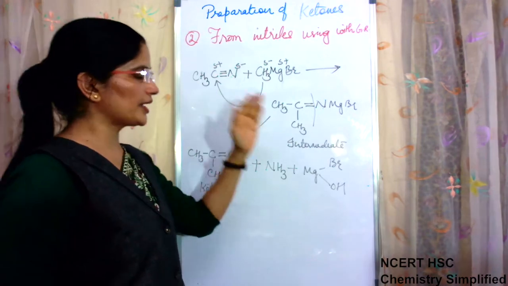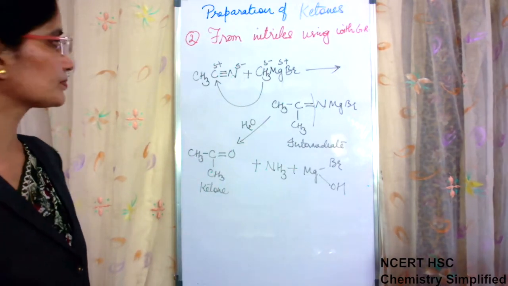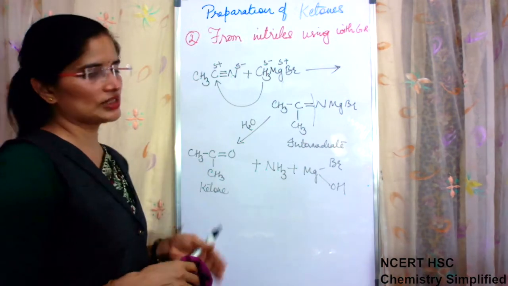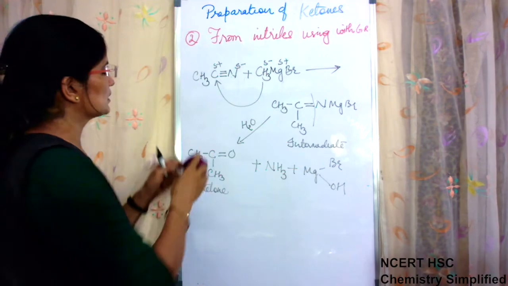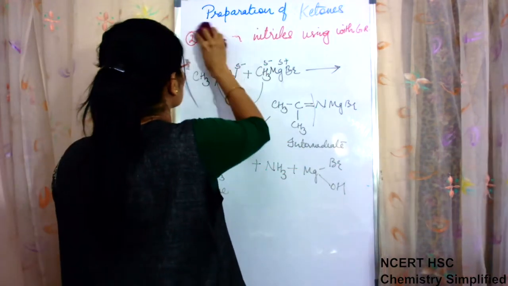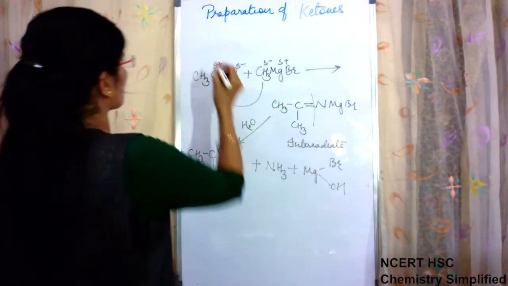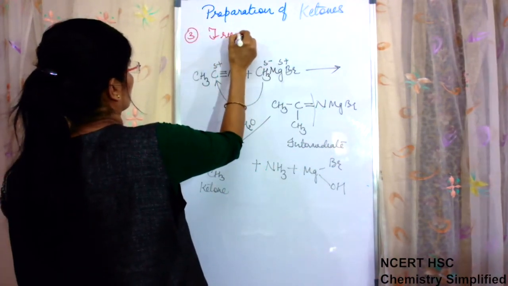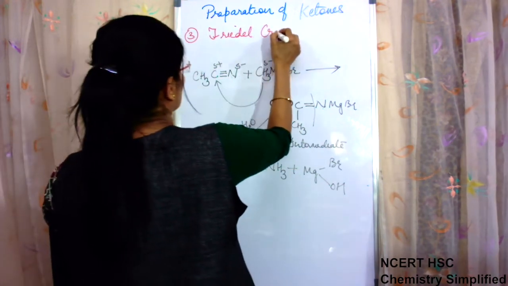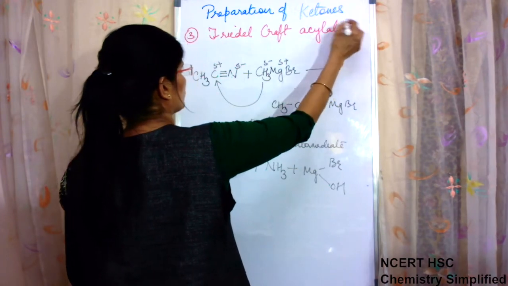Aromatic ketones can also be prepared using this method. Okay. Now the last method, which is again a repetition method, again and again that comes. That method is your Friedel-Crafts acylation. Friedel-Crafts acylation. Okay.